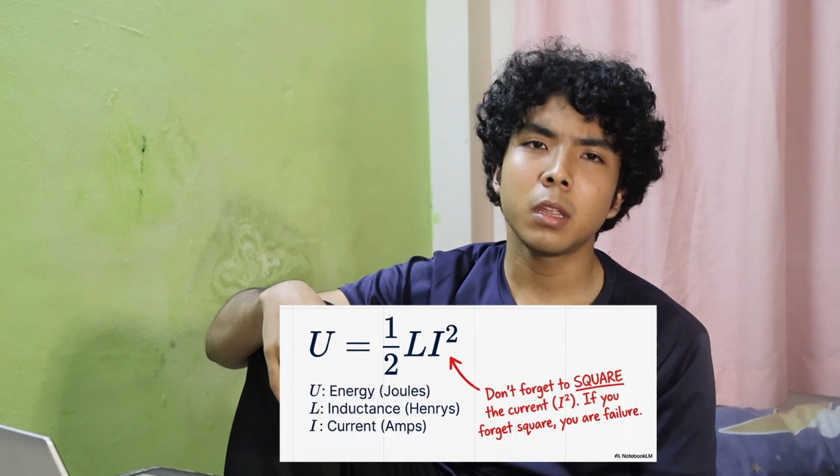Now we talk about energy stored. Why we use inductor? Because it stores energy. Just like how Uncle Ben stored MSG in cupboard, essential. Energy stored in magnetic field formula is very simple. U equals to half Li squared. Make sure current is squared. If you forget square, you are failure. Just go home.